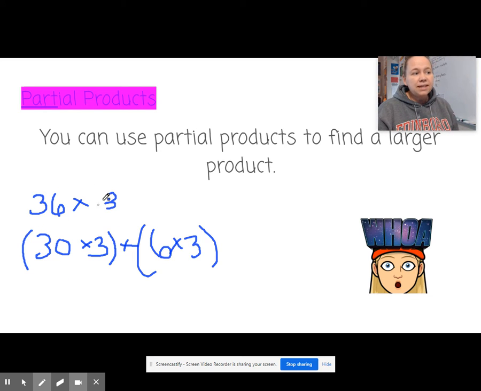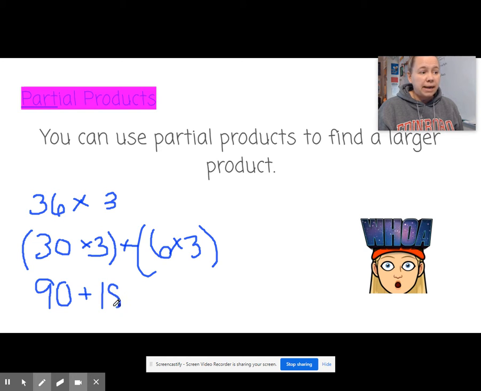So really, this is going to equal the same answer. I'm breaking it apart in partial products. I'm finding the product of each part, and then I'm going to put it back together. So I took 36, I broke it apart, I multiplied it, I'm going to put it back together. That's what partial products is doing. So here we have 30 times 3. Well, I can do that mentally because 3 times 3 is 9, and I know that it's a 30, so I need it to be in the tens place, 90. And I know 6 times 3, because that's one of my math facts, is 18.